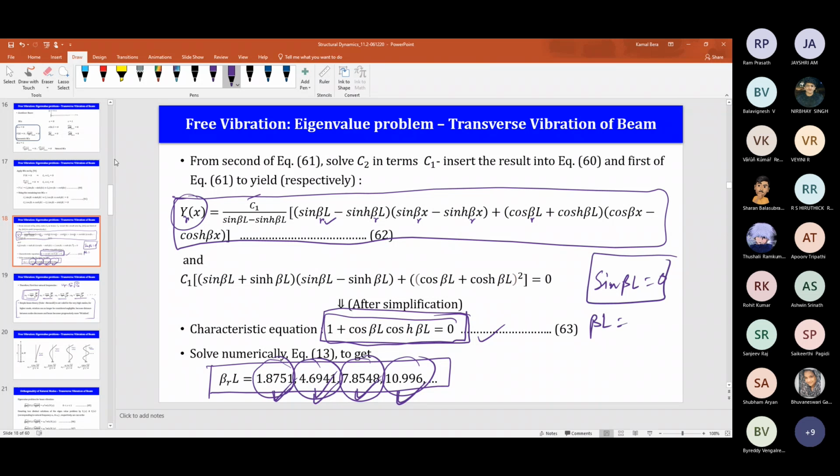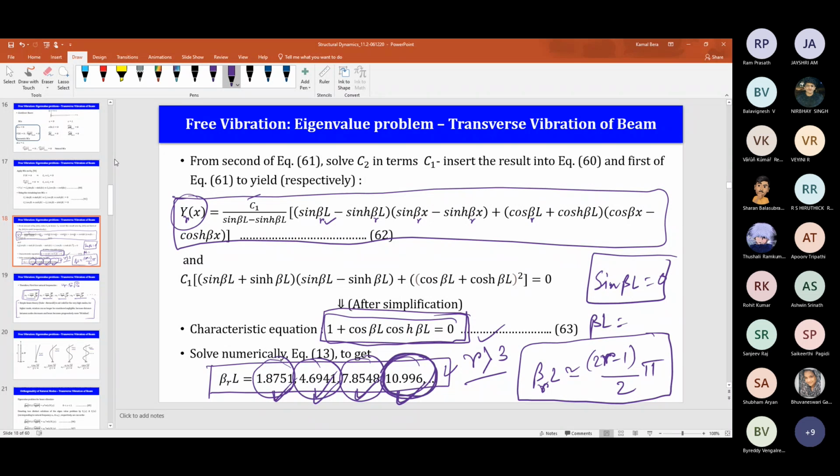It is a simple solution, very simple, right? But here it is not the case. For r greater than 3 or r greater than 4, most probably, you can use a simple approximate expression: beta r L equals (2r minus 1) divided by 2 into pi. Just check it. Let's say for r equal to 4, put r equal to 4 here and tell me what is beta r L, and cross check with this value. This is for beta 4 L, right? Are you getting close to this?